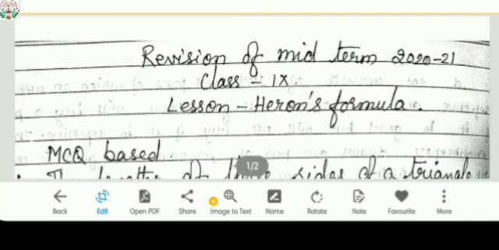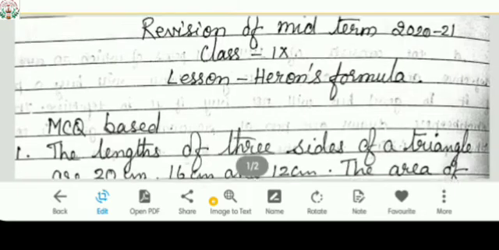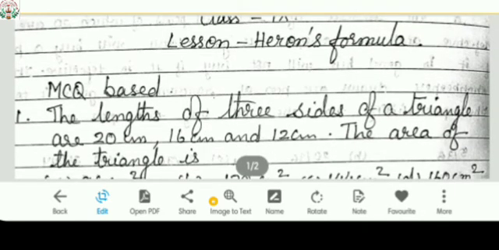Good morning, children. Here is the revision of midterm 2020-21 session, class 9th, lesson Heron's formula. First is MCQ based questions.